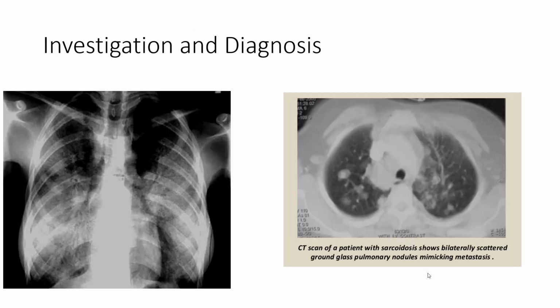And then we can see on the right-hand side the CT scan of a patient with sarcoidosis that's rather advanced, and we can see these kind of hairy-looking little spherical objects. Those are ground glass pulmonary nodules and then diffuse reticulonodular changes.